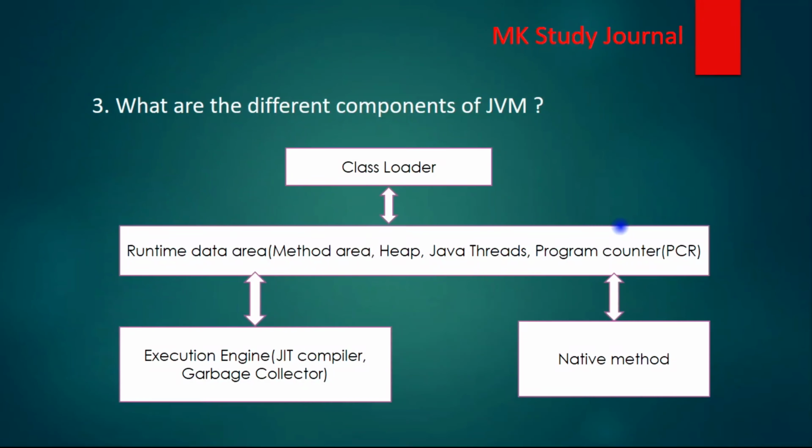The different components of JVM are class loader, runtime data area, execution engine, and native method. The class loader is basically responsible for loading the class, and the runtime data area is where the data of the class resides, like method area, heap, Java threads, program counter. The execution engine basically compiles the Java code. It uses a JIT compiler, and the garbage collector is responsible to collect the garbage data.